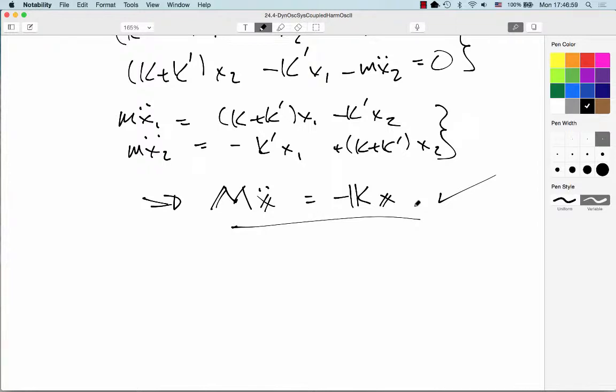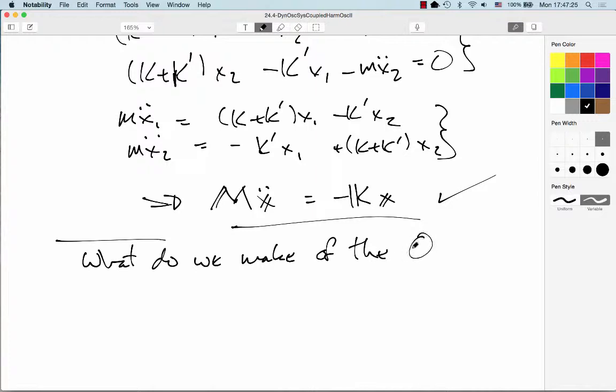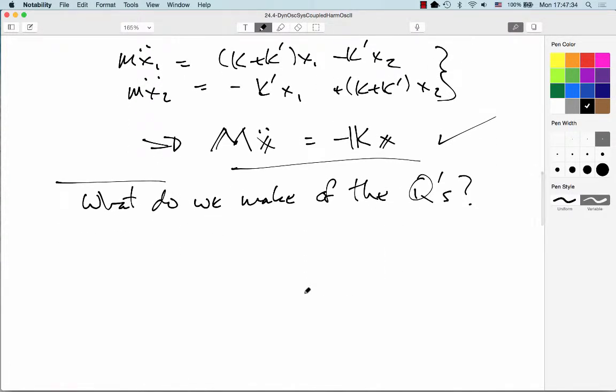All right, so with that thought then, we should ask ourselves, what do we make of the Q's? If we solve it, we'll get the same thing that we did before. No need retreading that. So we'll get down to the same Q's we had before. All right, so first thing we can say about them is we got them from an eigenvalue problem.